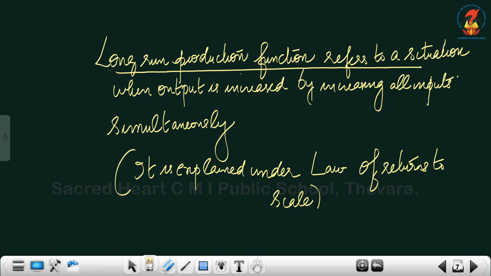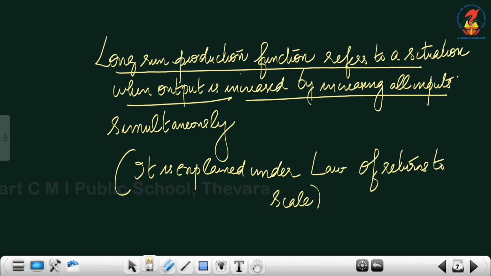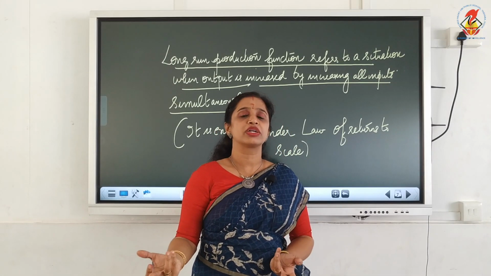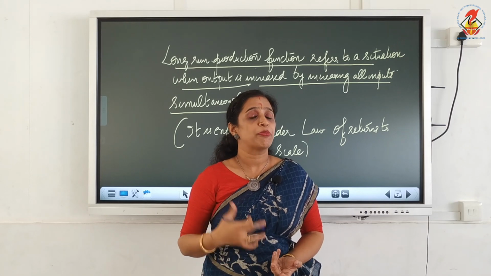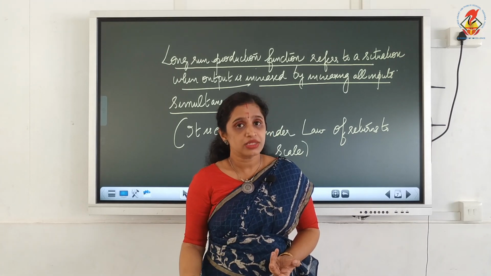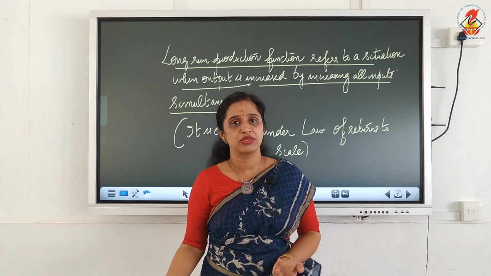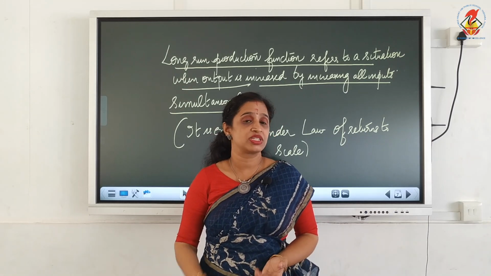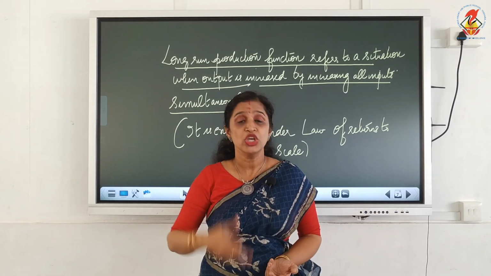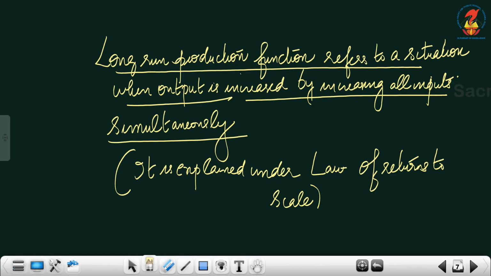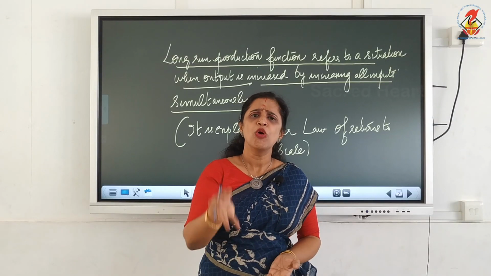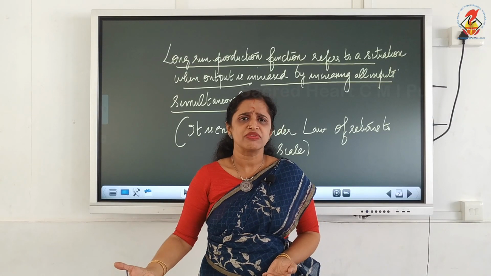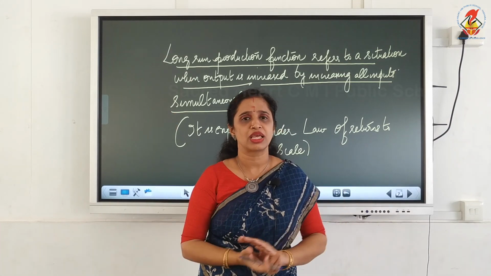Long run production function refers to a situation when output is increased by increasing all the inputs simultaneously. Because in the long run, in order to increase the production of shirts to a large scale, the company has to expand. New buildings have to be constructed, new land has to be purchased, new machines have to be purchased, raw materials have to be increased, and the number of laborers has to be increased. So here both fixed factors as well as variable factors are increasing simultaneously.